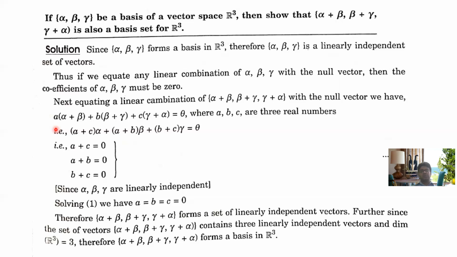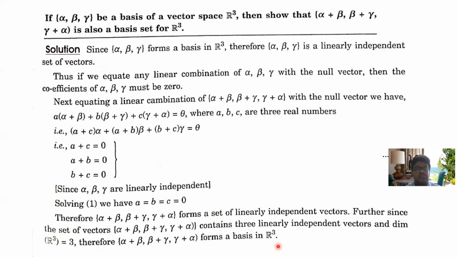So that means in this linear combination of these three vectors, all scalars are 0. So that means this set of vectors is linearly independent. Therefore alpha plus beta, beta plus gamma, gamma plus alpha forms a linearly independent set of vectors. Further, since the set contains three linearly independent vectors, and the dimension of R cube is equal to 3, alpha plus beta, beta plus gamma, and gamma plus alpha forms a basis of R cube.